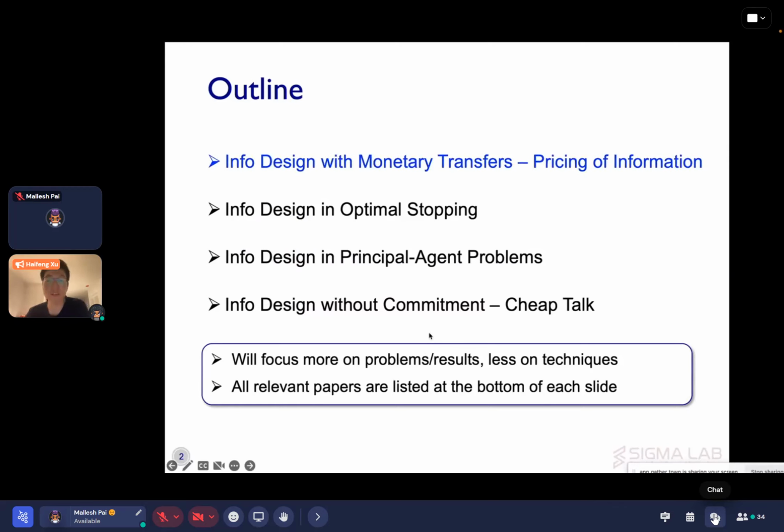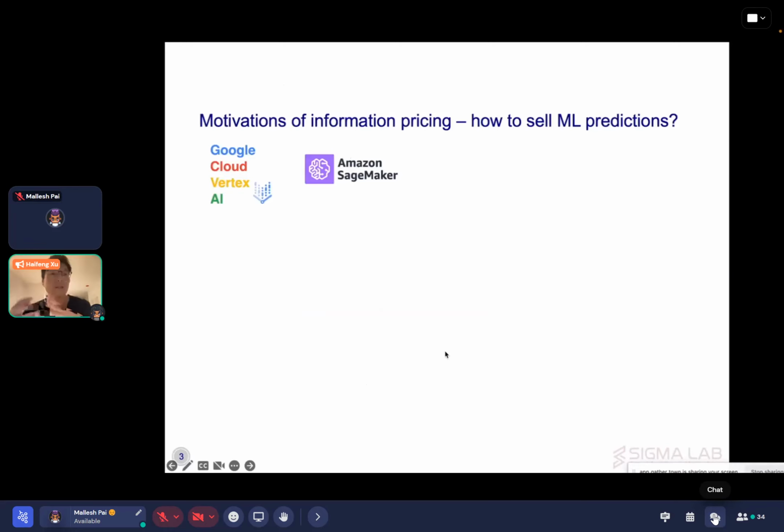Okay, so let me get started with the first part. It's about information design with monetary transfer, which is really the problem of optimal pricing of information. There are many motivations for studying information pricing. It also has a rich literature in economics, at least dating back 30 years. But I think it has started to become more popular recently, and I personally became very interested in this as well.